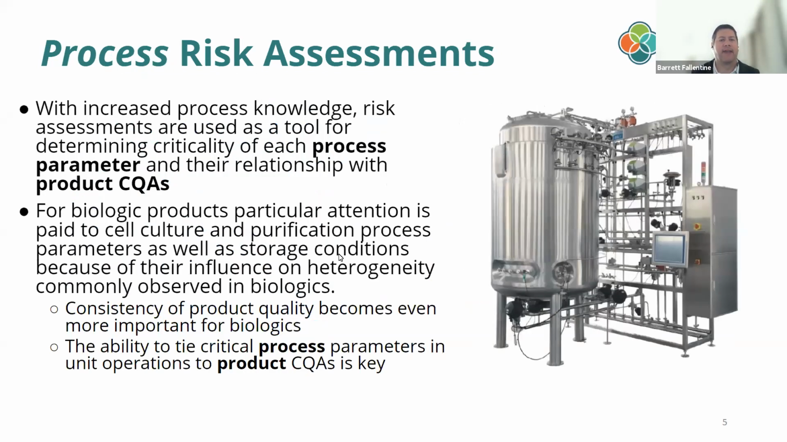Process risk assessments, on the other hand, come with increased process knowledge. And so basically, this is where you're focusing on process parameters and how they impact the product CQAs. So for biologics, particular attention is paid on the cell culture, purification, as well as storage conditions because of their influences. Those three big pieces are the common observed in biologics for consistency, as well as the ability to tie them to unit operations. And that's the key kind of parameter for these. So basically the understanding of your process and how it ties to your product CQAs is critical. Next slide.